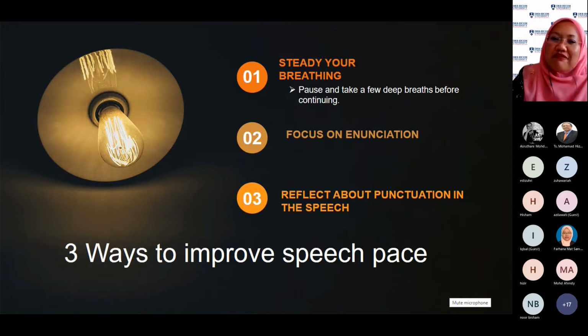Now, the third one is reflect about punctuation in the speech. Again, because I'm very bad in pacing or speed. All right. So this is the area of my weakness. What I do normally during my presentation is that I would put slashes. Of course, you have prepared your presentation, right? The written part of your presentation. Sometimes people just write the outline of the presentation and then they can deliver everything. But to me, I need to write out my presentation. Whatever the attention grabber or the storytelling, I would write it down first and then I would read it.